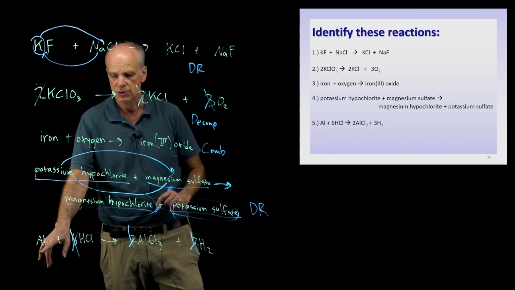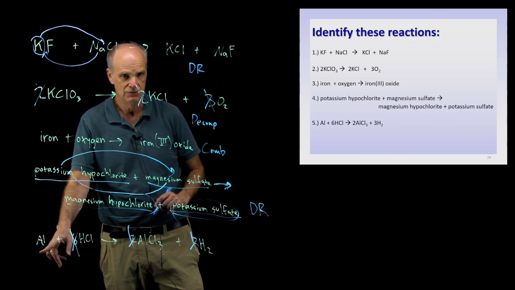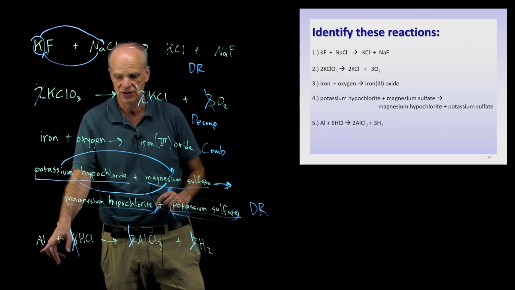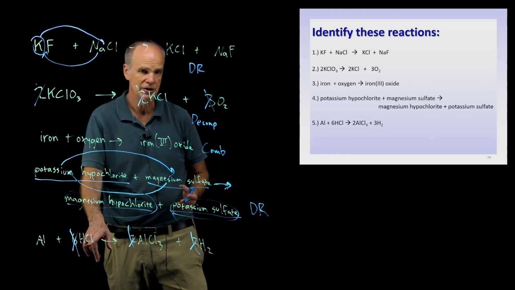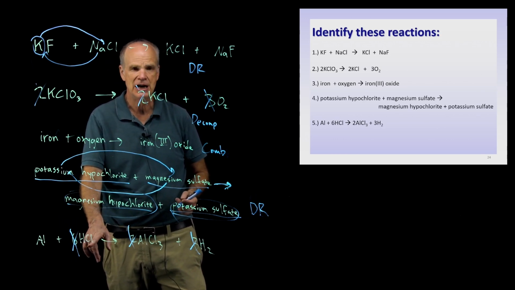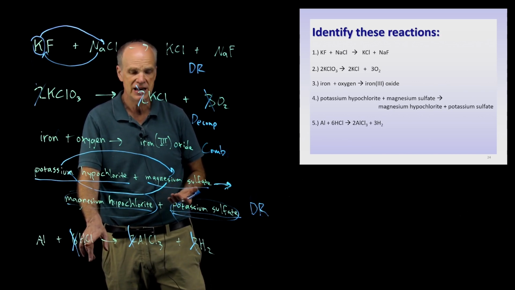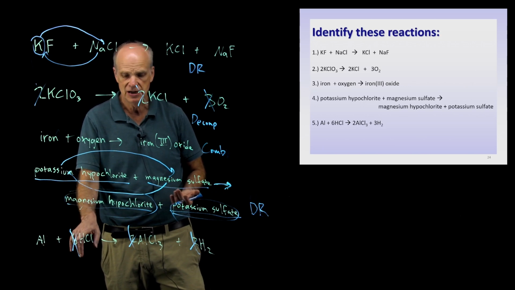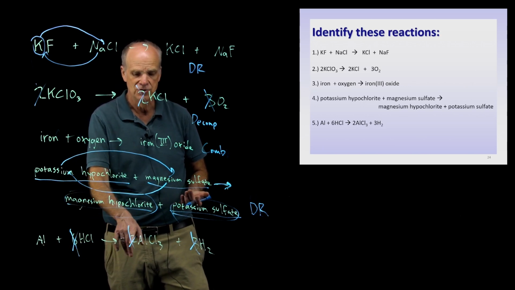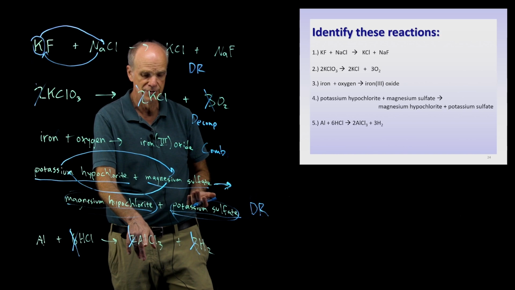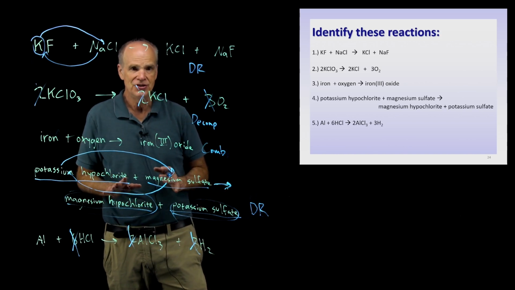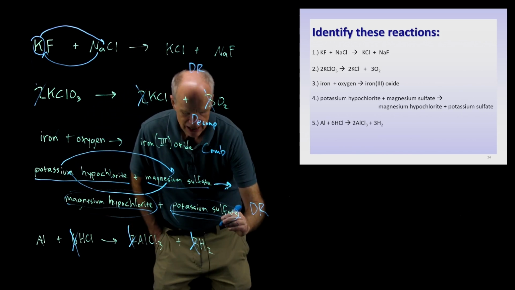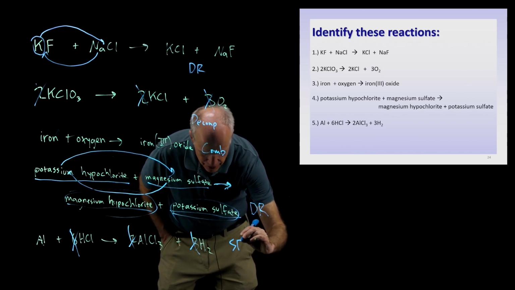And so here we have aluminum metal, which is an element, this is found in the periodic table, reacting with hydrochloric acid. You can call it hydrogen chloride. This is a compound. Happens to be a molecular compound. That's fine, but it's still a compound. So we have an element and a compound reacting to produce a new compound, which is aluminum chloride, and a new element, which is hydrogen. So this is going to be a single replacement reaction. So I'm going to write SR for that.